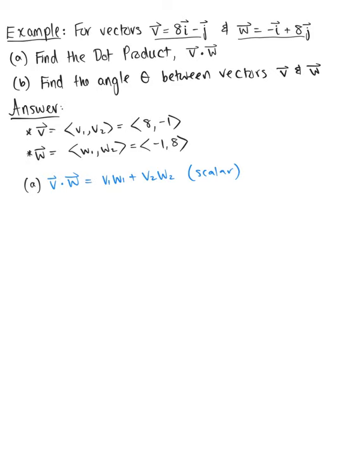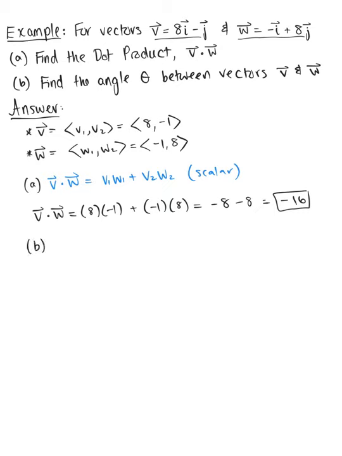So plugging our values in, we have v dot w is equal to 8 times negative 1 plus negative 1 times 8. So we have minus 8 to leave us with negative 16.